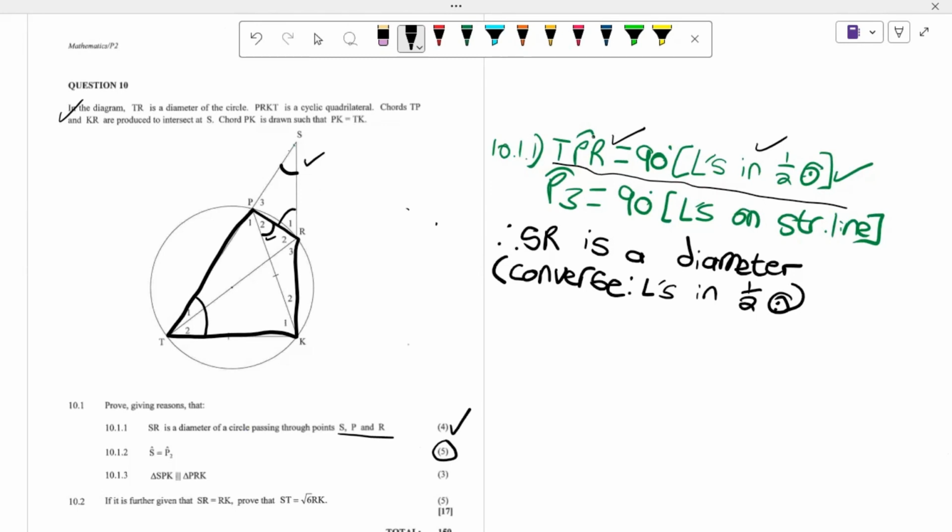What's my reason for that? Exterior angle of a cyclic quad. I said angle PTK, this guy, is equal to angle R1. Can you see that? So the reason would be exterior angle of a cyclic quad.